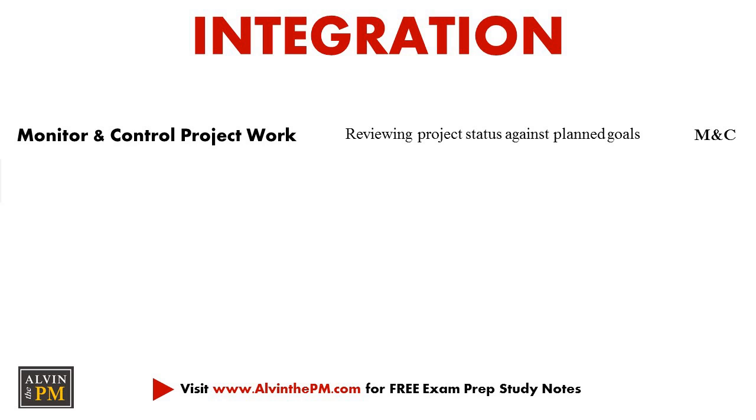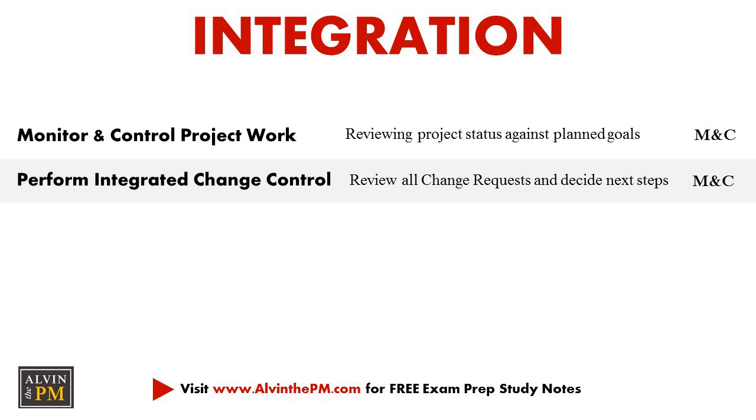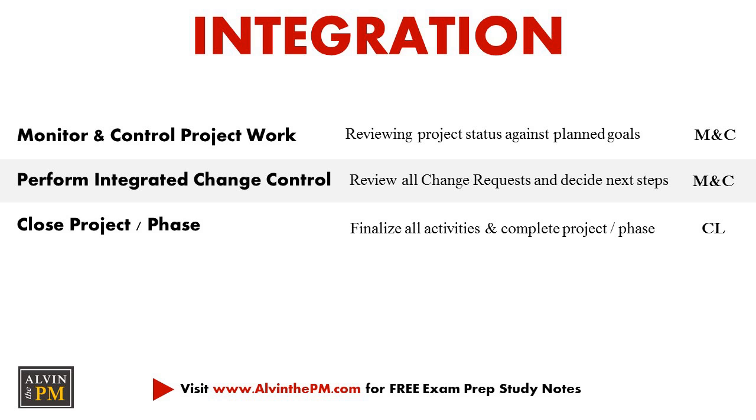So think of this as checking out our project's health and making sure that we're on track to still meet our goals. Then we perform integrated change control, where we review all change requests and decide whether these should be approved or rejected. And the last process is to close the project. This is where we're finalizing all activities to complete the project or phase.